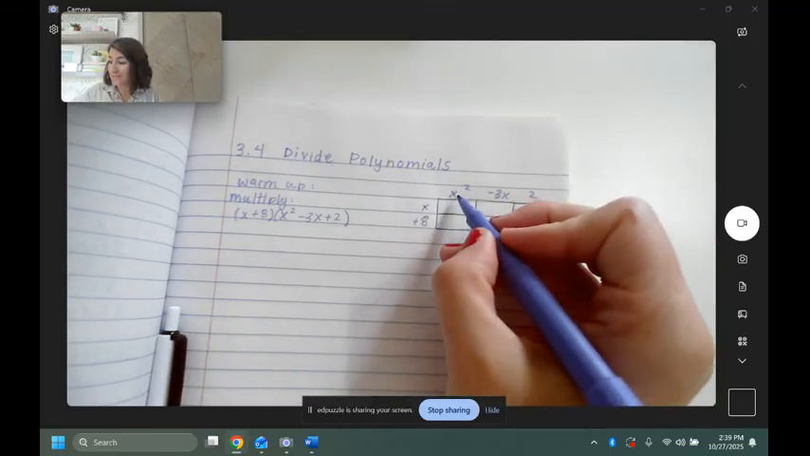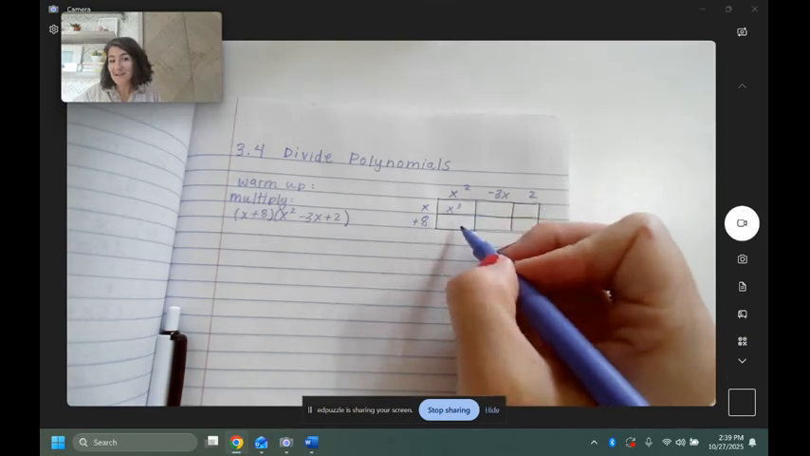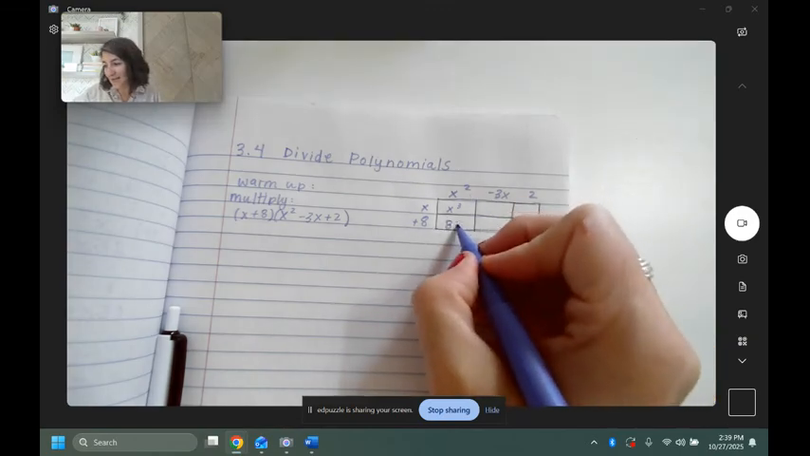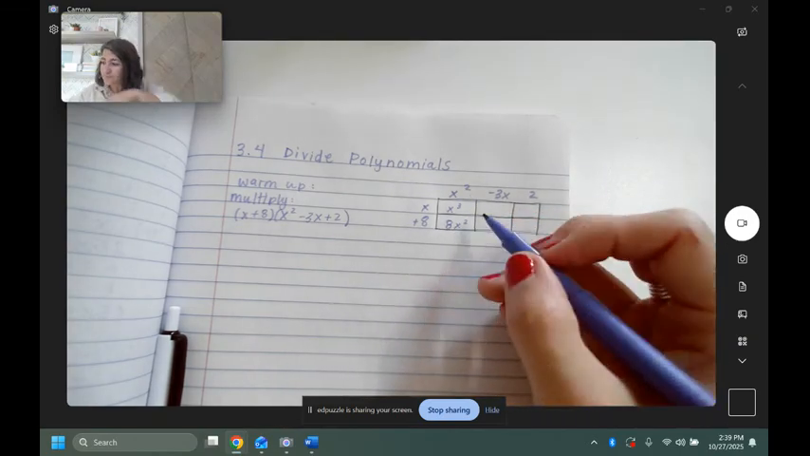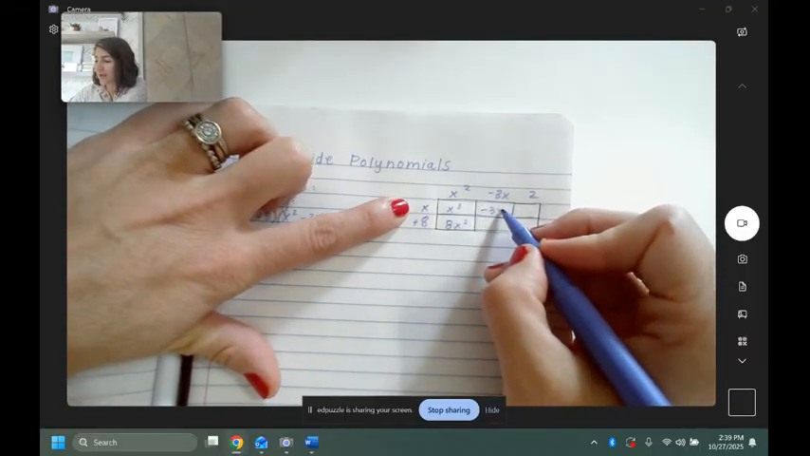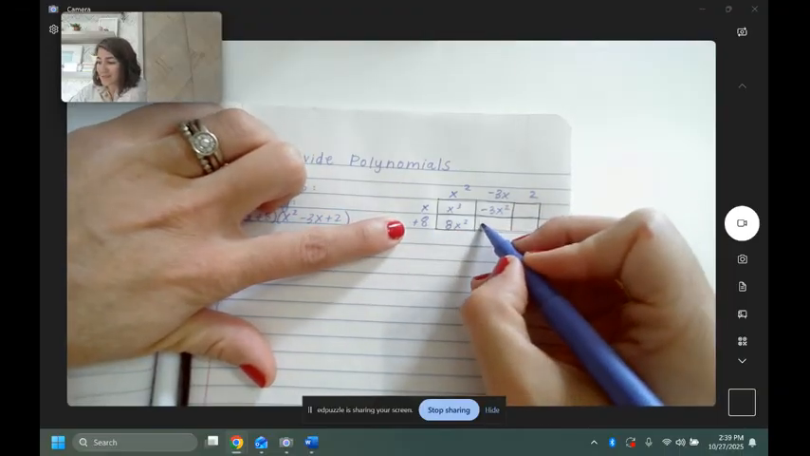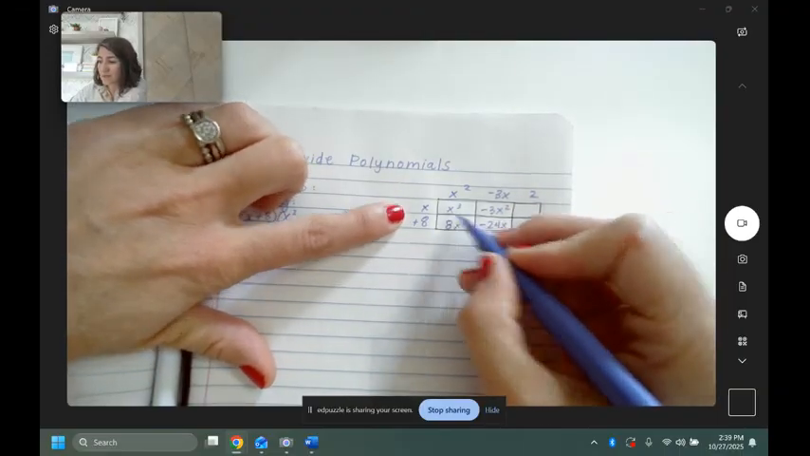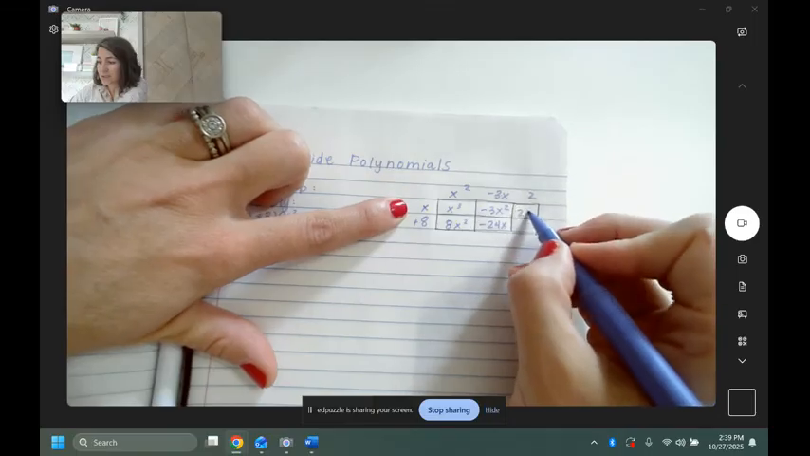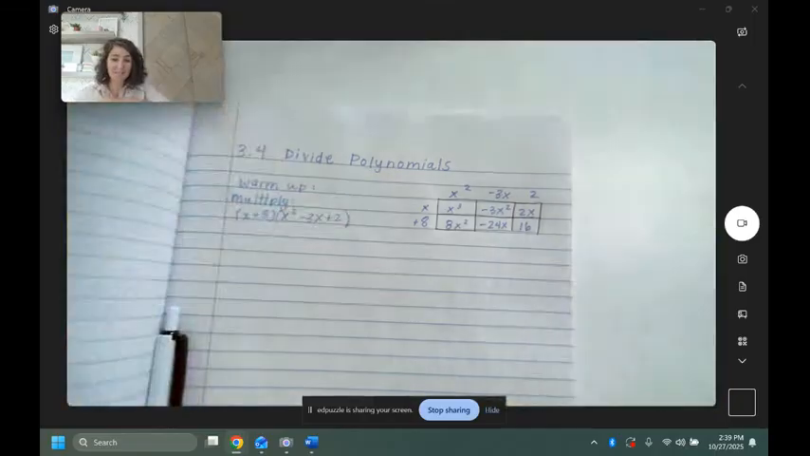So x times x squared, that's x to the third. 8 times x squared is 8x squared. x times negative 3x, that's negative 3x squared. Negative 3x times 8, negative 24x. x times 2, and x times 16.